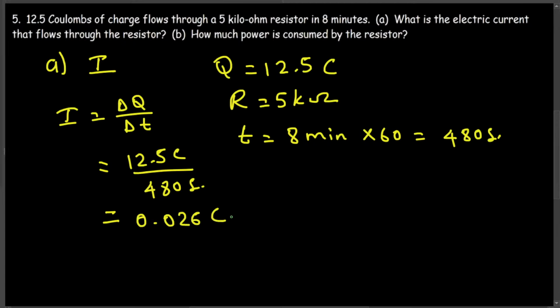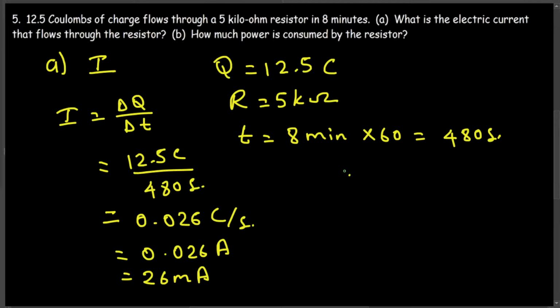0.026 coulombs per second. This is one unit for current, and you can also express this as ampere, 0.026 ampere. And if you want to express this in milliampere, that is 26 milliampere. Okay, so that's the answer for the A part. Now let's look at the B part. The B part is asking how much power is consumed by the resistor.